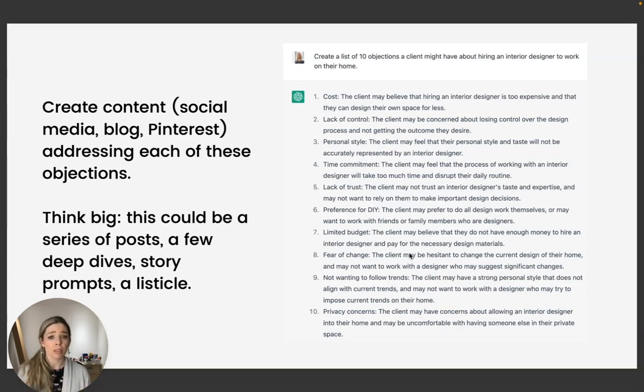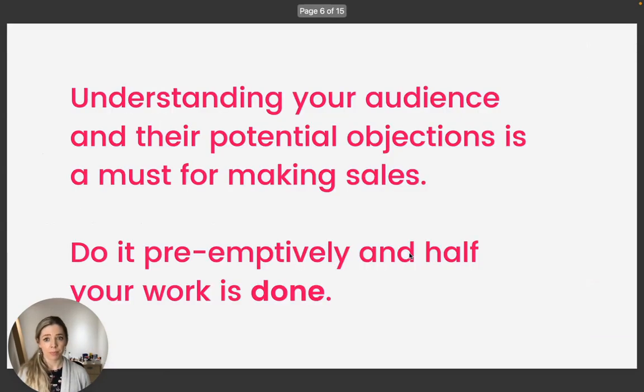You could do a listicle and address all of them and then do a series of deep dives. It's totally up to you. There's so many ways that you could approach this. But understanding your audience and what potential objections they might have to either working with you, or buying from you is a must for making sales. And if you can do this preemptively in your social media content, in your general marketing content, in your blog posts, it honestly takes half of the work out of it.